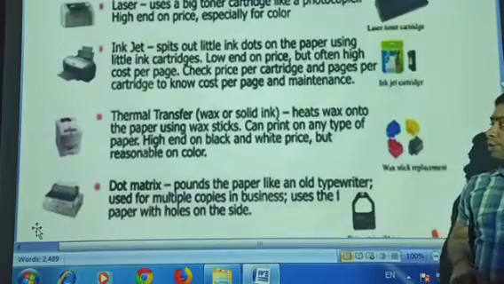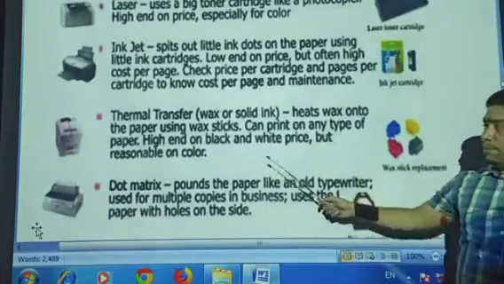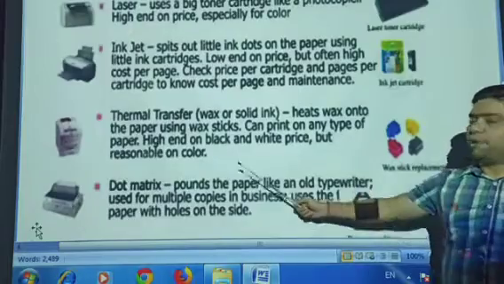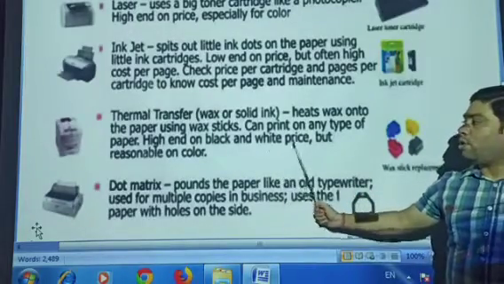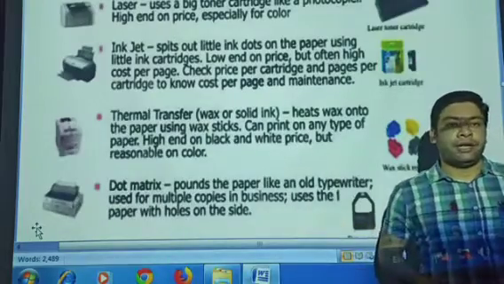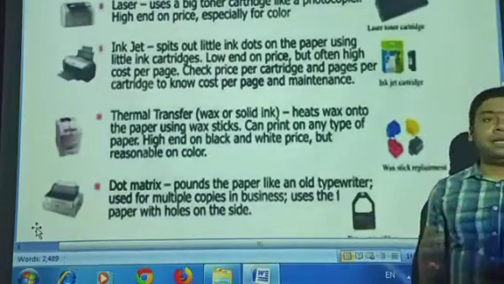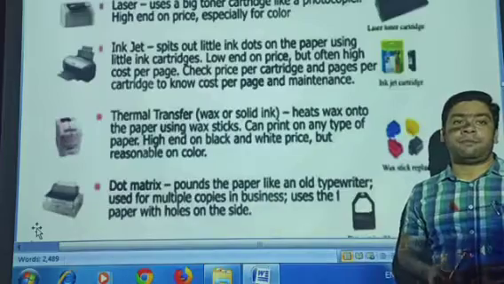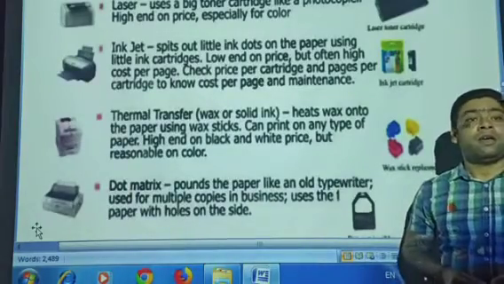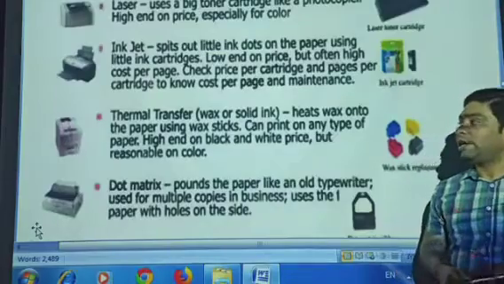The third one is thermal printer. It uses wax or solid ink, heating wax onto the paper using wax sticks, can print on any type of paper, high end on black and white price, but reasonable for color. It means thermal means what? Thermal is a thermal image made with the help of heat and with the help of wax or solid ink. That is called a thermal printer.